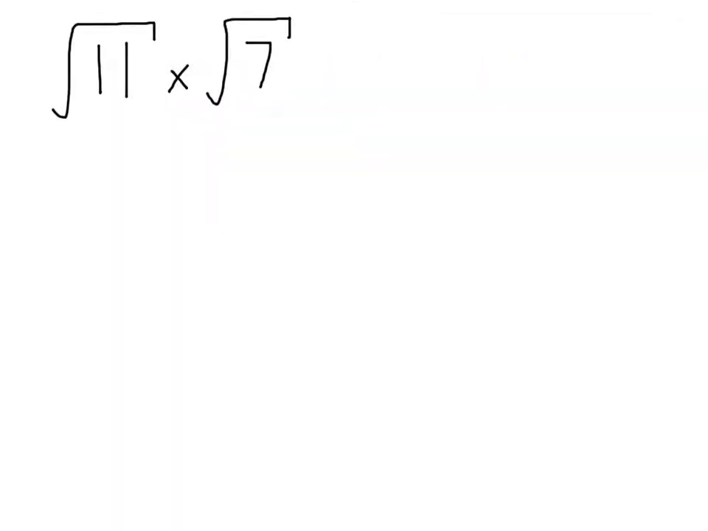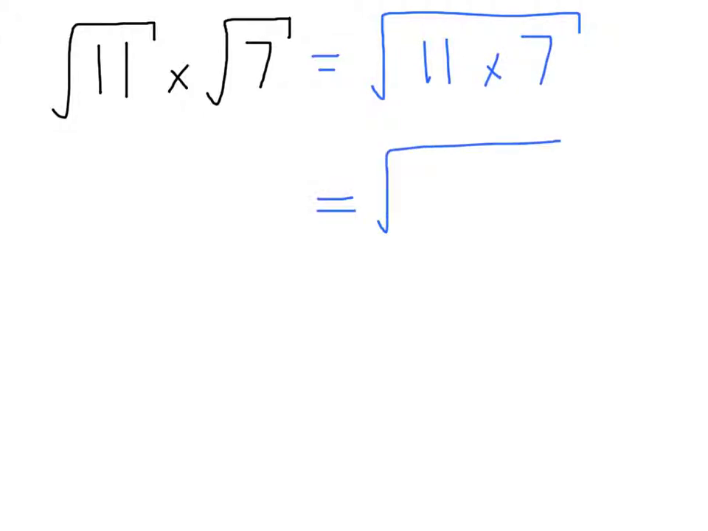So, square root of 11 times the square root of 7. Nice and easy one, there's only numbers inside the square roots. So this would be the square root of 11 times 7, which equals square root of 77. Now 77, the only factors are 11, 7, 1 and 77. There's no squared numbers that are factors, so that's all we can do with it. That's our answer.